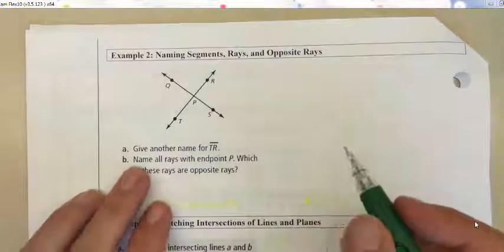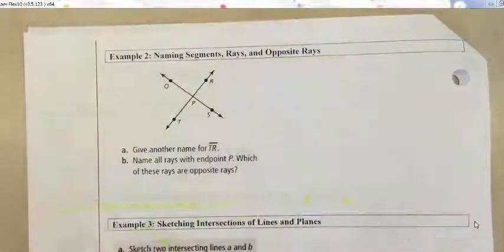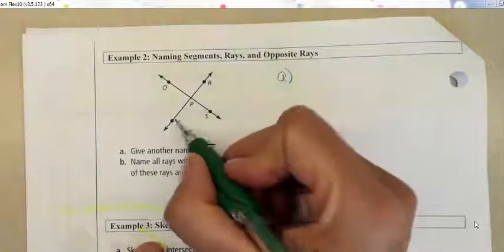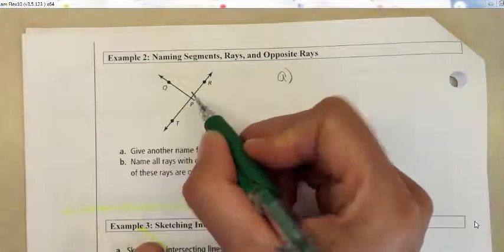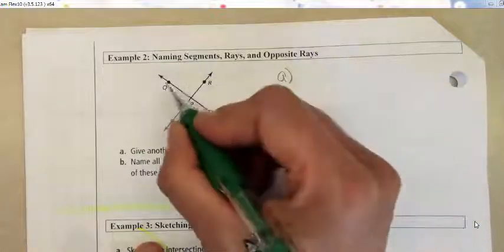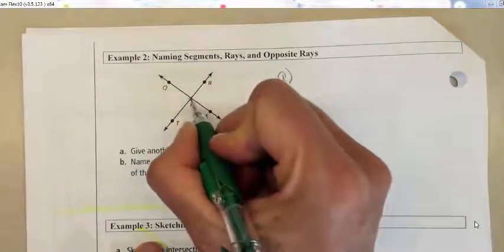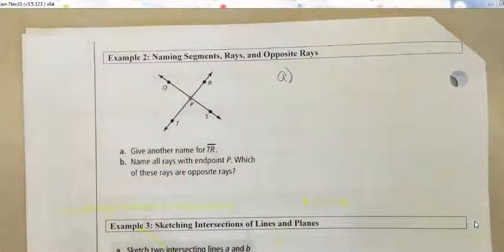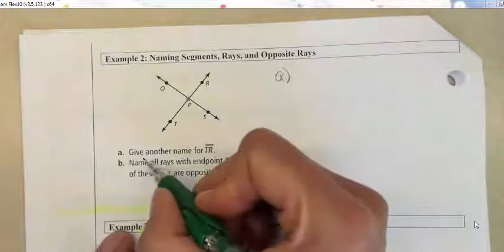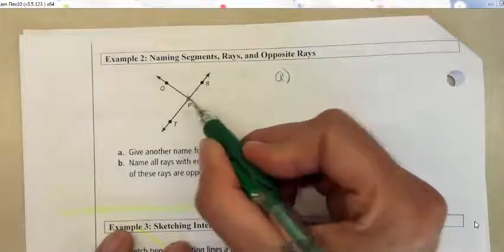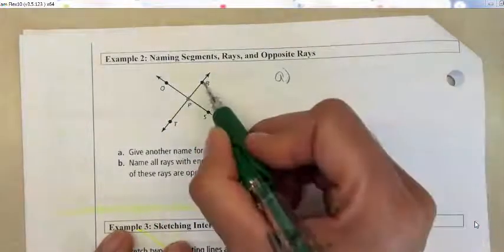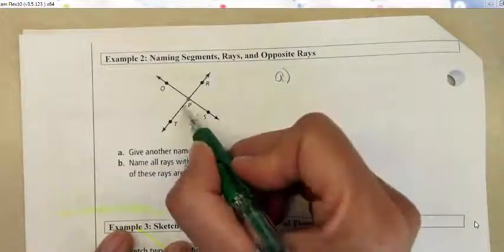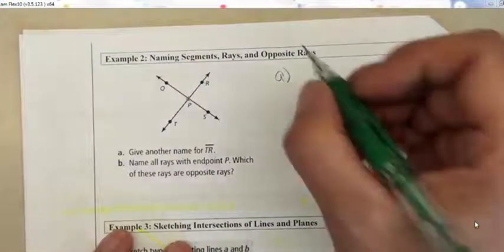So, give another name for segment TR. Well, segment TR also has, I know you don't see it, but remember if 2 lines intersect, they form a point, right? So we've also got P on there. So we could say segment PR. We could say segment RT, right? That's a little bit different than TR. We can say segment PT. So any of those will work.